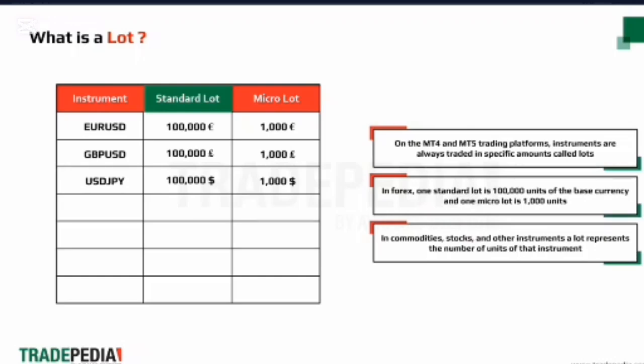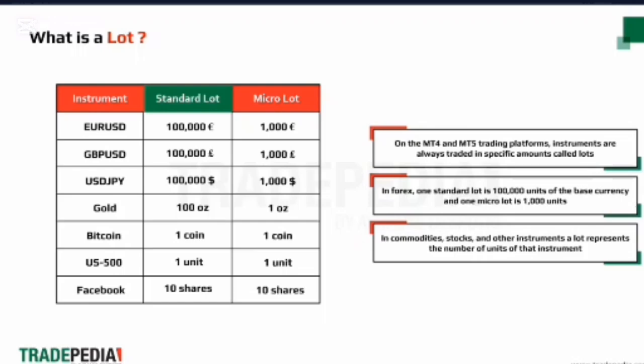In commodities, stocks, and other instruments, a lot represents the number of units of that instrument. For gold, one standard lot is 100 ounces, and one micro lot is 1 ounce. For some instruments, the standard lot and the micro lot are the same. For Bitcoin, one lot is 1 coin. US 500, one lot is 1 unit of the index. Facebook, one lot of Facebook shares is 10 shares.